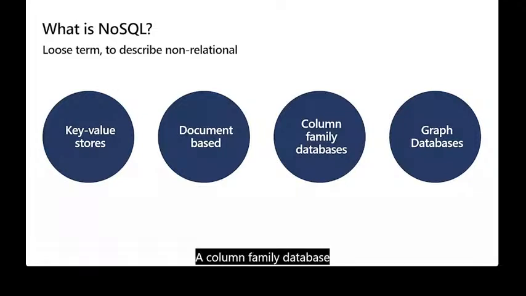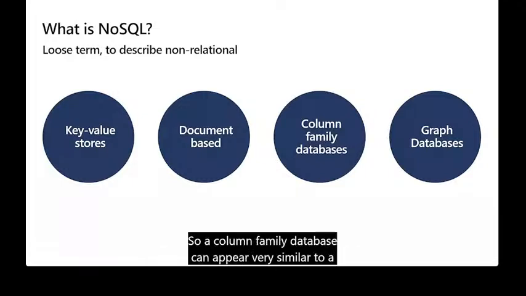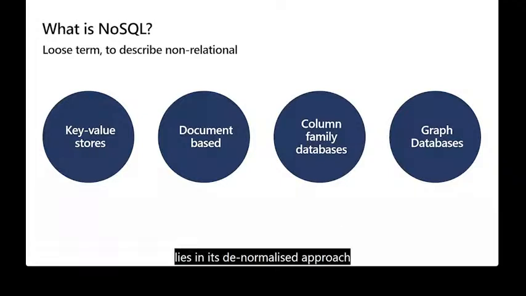A column family database organizes data into rows and columns. So examples of the structures include ORC and Parquet files. So a column family database can appear very similar to a relational database, at least conceptually, but the real power of a column family database lies in its denormalized approach to structuring sparse data.